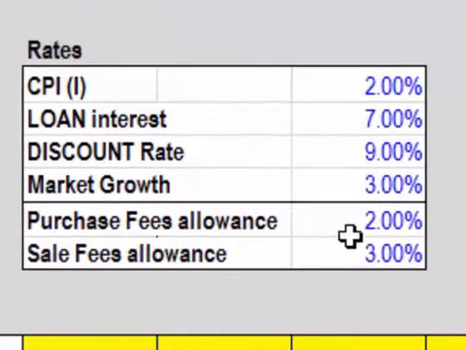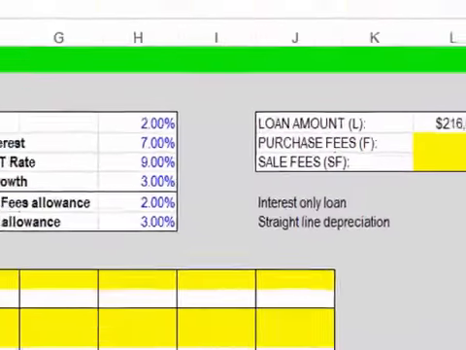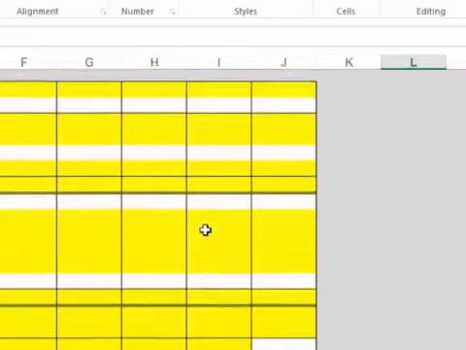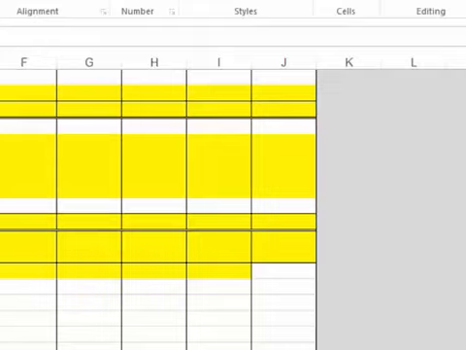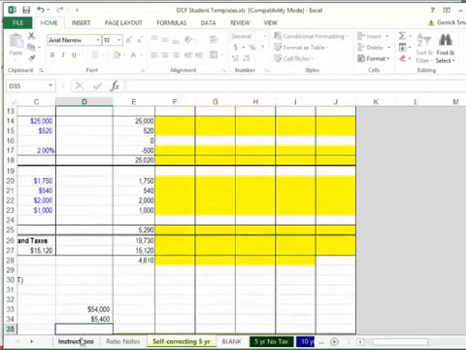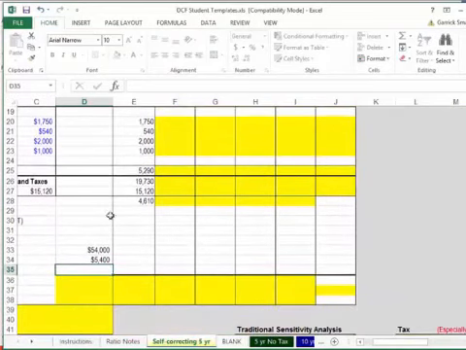We're assuming here that the purchase fees are going to be an allowance of 2% of the purchase price. Let's calculate what they are. We've got an equation here to build. That's going to be the purchase cost multiplied by the allowance for purchase fees, which is $5,400. Not sure why that's coming up as a blue font, but that shouldn't be. I would like to put that number down here, so it simply equals, down here. Another highlight gone.